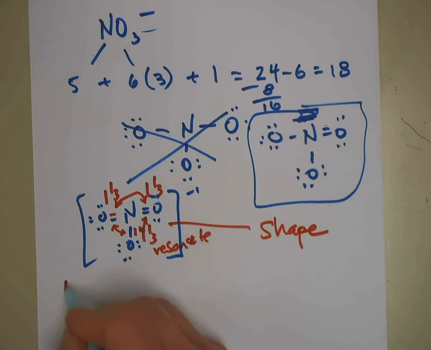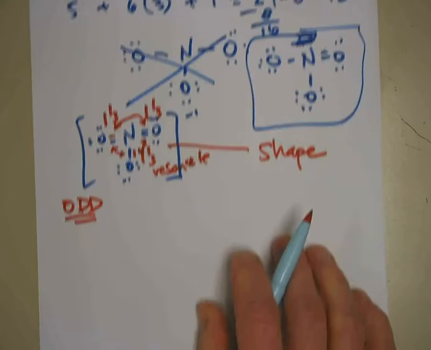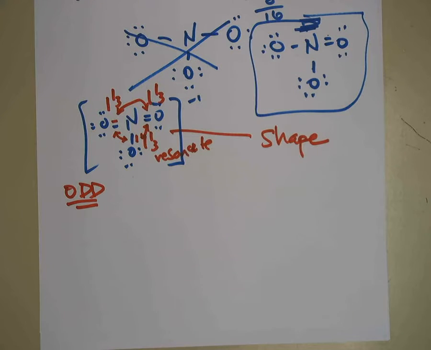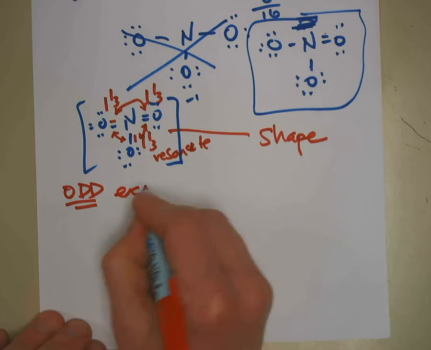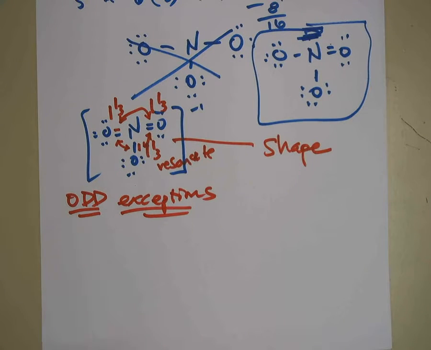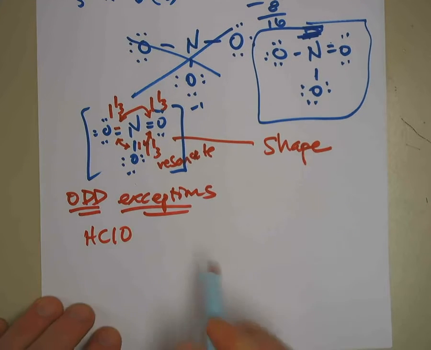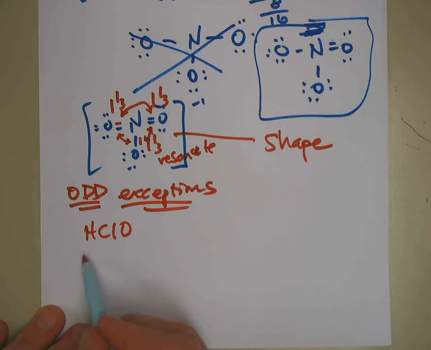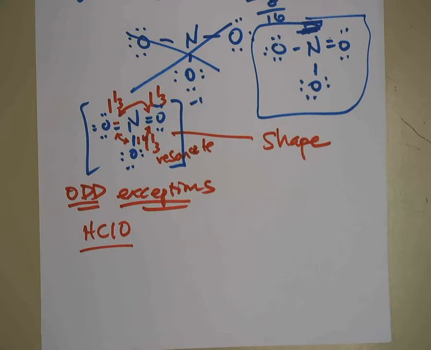Let's talk about a couple other odd Lewis electron dot structures, and then odd exceptions to Lewis electron dot structures, and then we'll come back and look at the shapes of this guy and other ones in just a second, okay? Let's take a look at one that's easily confused, HClO. This is known as hypochlorous acid.